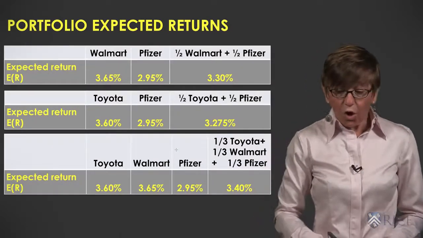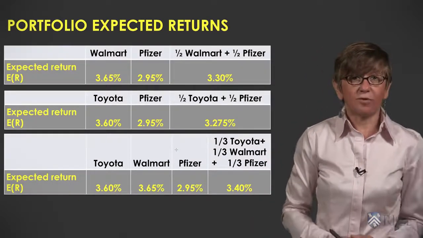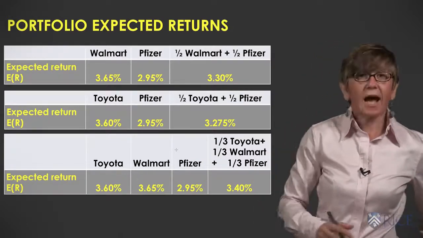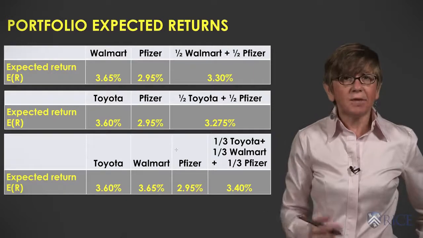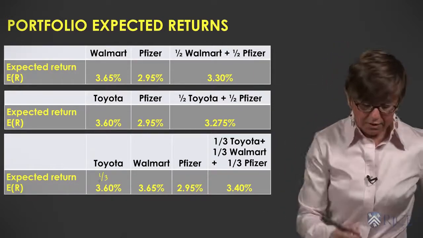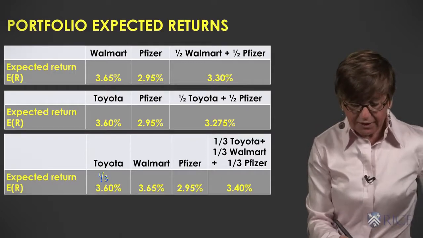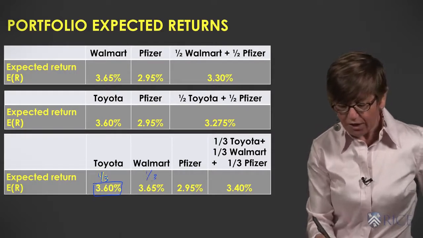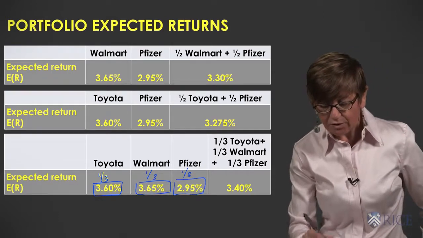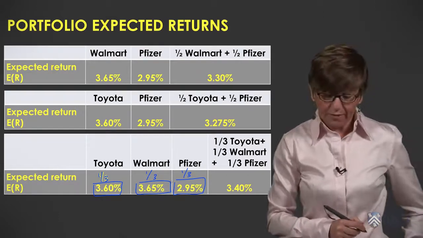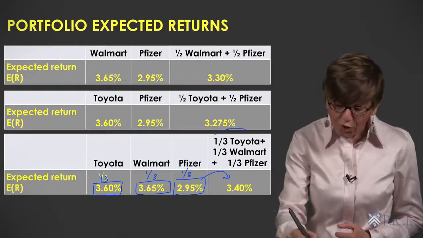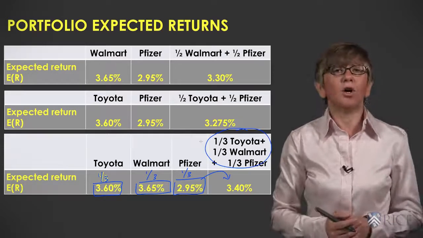All right, so we already looked at two asset portfolios. What if we make an equally weighted portfolio of all three assets? Well, it's simply going to be 1/3 times the expected return on Toyota, plus 1/3 times the expected return on Walmart, plus 1/3 times the expected return on Pfizer, which will give you the expected return on a portfolio that is equally weighted in all three assets.